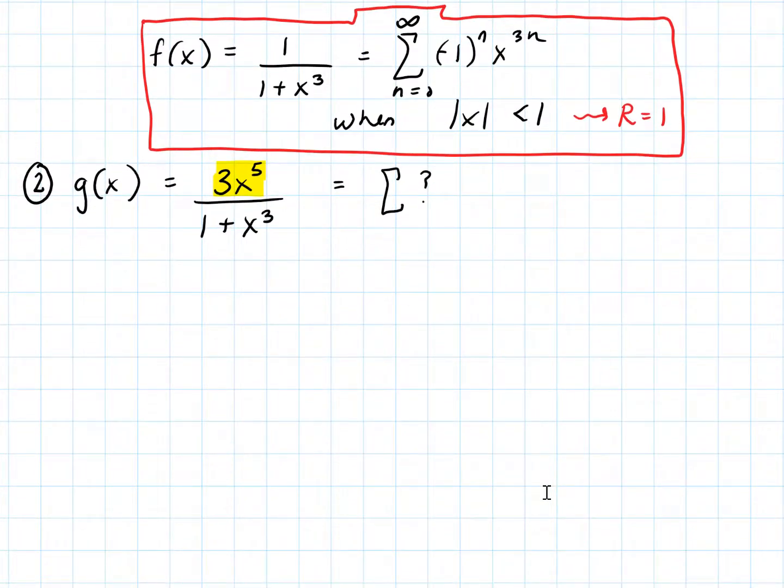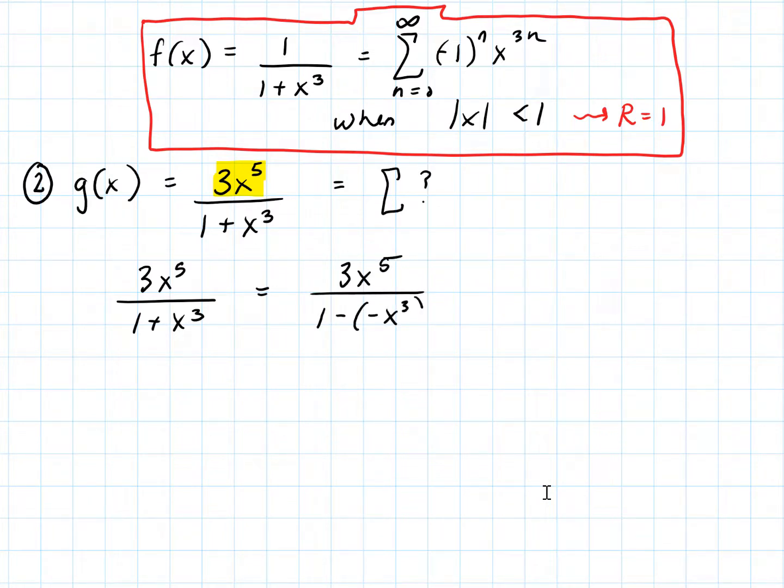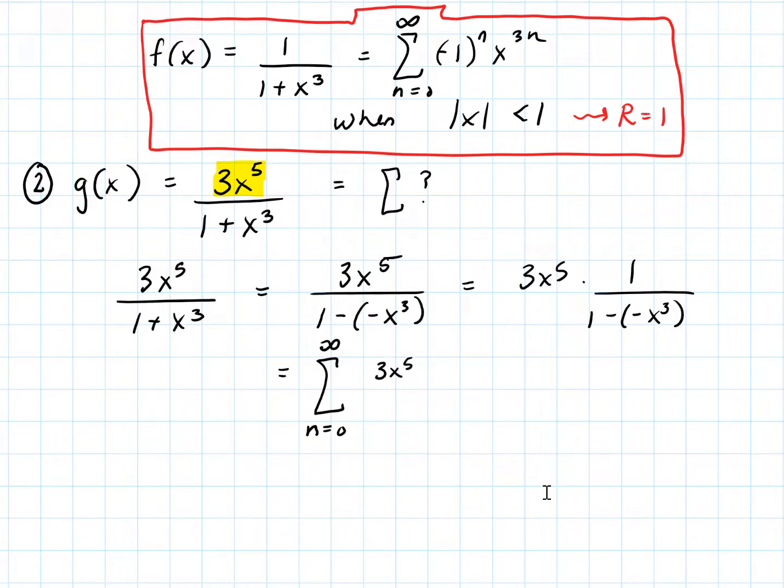So what we're going to say here is, well, 3x to the 5th over 1 plus x cubed, that's exactly the same as 3x to the 5th over 1 minus a negative x cubed, which we already dealt with. 3x to the 5th times 1 over 1 minus a negative x cubed. We already took care of that. And so what we can say here is that's just the same as taking the power series from n equals 0 to infinity of 3x to the 5th times, and I'm not going to go through that whole thing again, we're just going to go in here, negative 1 to the nth, x to the 3n.